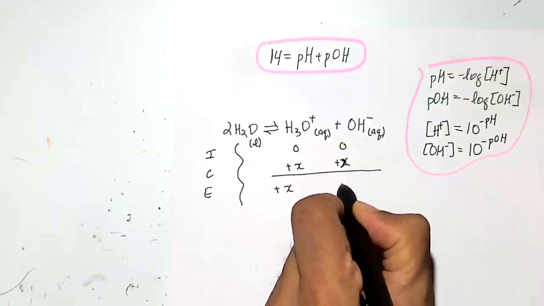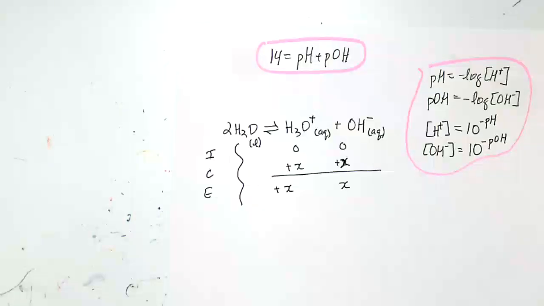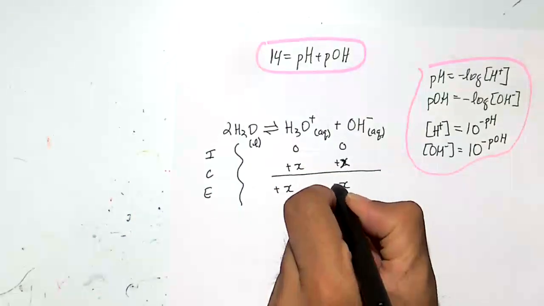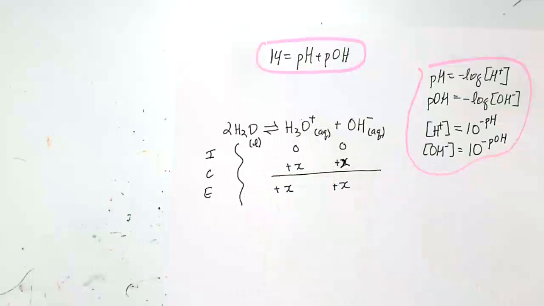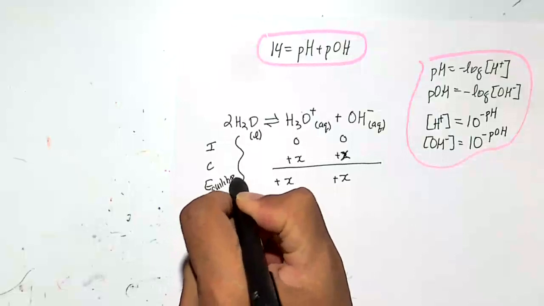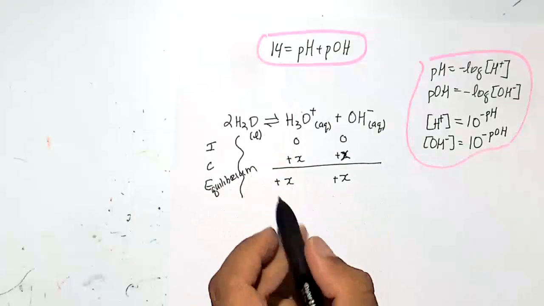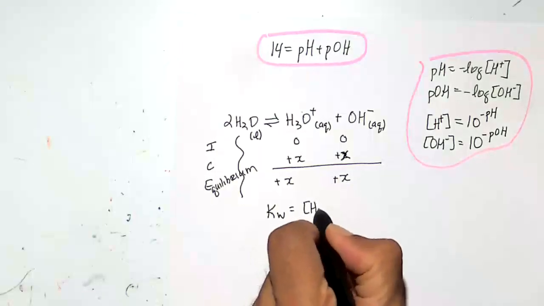So at equilibrium, it's going to be x and x for the hydroxide ion concentration and the H plus concentration. Remember, H3O plus and H plus are one and the same, at least the way I'm teaching it to you. So at equilibrium, we'll have x and x. Let's plug that into this equilibrium equation.